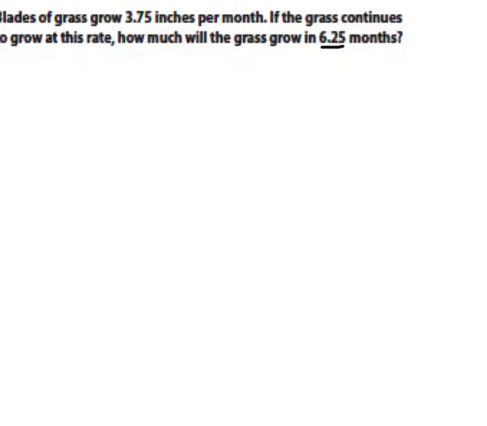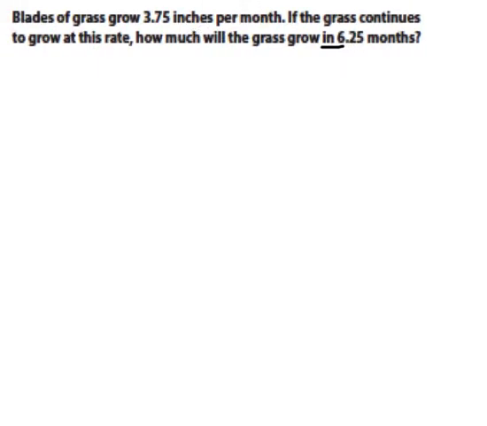Alright, next question. Blades of grass grow at a rate of 3.75 inches per month. If the grass continues to grow at this rate, how much will the grass grow in 6.25 months? Alright, so it's growing this much per month and it's going to grow for this long. How can I figure out how long the grass grows? So I need to multiply these two numbers together. Because multiplication is commutative, it doesn't matter which one I put where, as far as on top or not on top.